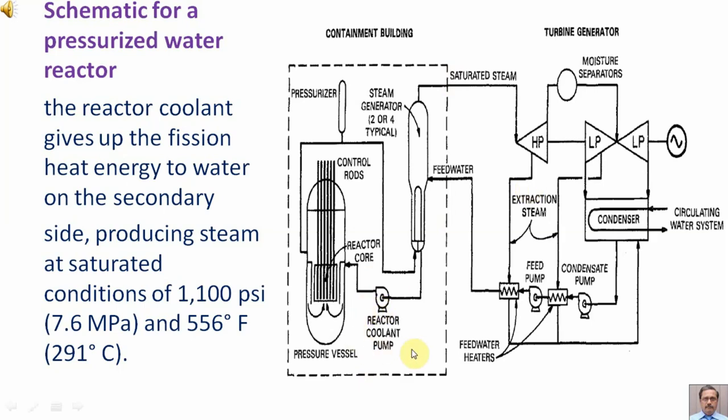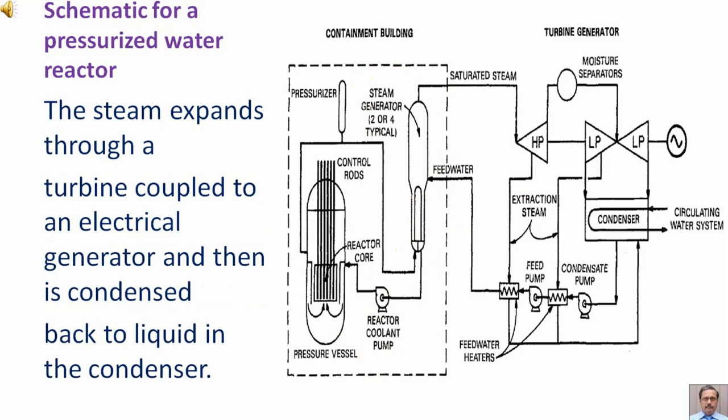Here we have the reactor coolant pump, and this is the steam generator acting as primary heat exchanger. Here we have the turbine, generator and condenser. The steam expands through a turbine coupled to an electrical generator and then is condensed back to liquid in the condenser.